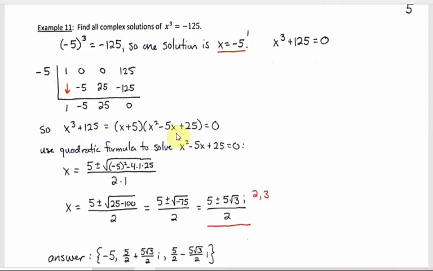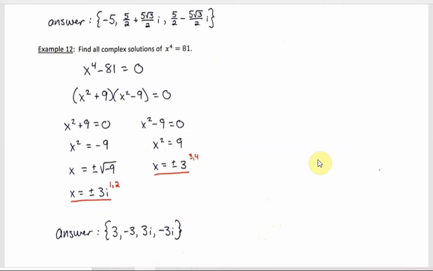And then we just have to figure out what the roots or zeros of x squared minus 5x plus 25 are. So I use the quadratic formula again. So sub in and then simplifying. Eventually you get 5 plus or minus 5 radical 3i over 2. And those are the other 2 complex solutions, the second and the third, because of the plus minus. That'll give you 2 different numbers. So the answer, negative 5, 5 halves plus 5 radical 3 over 2i, and 5 halves minus 5 radical 3 over 2i.